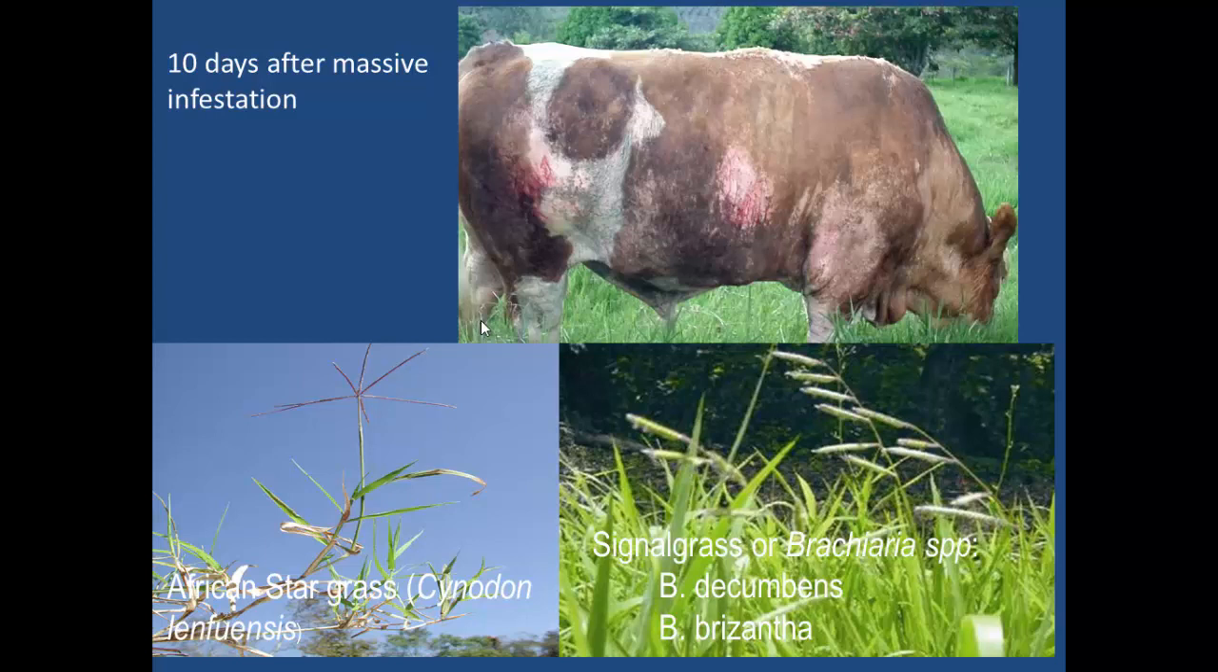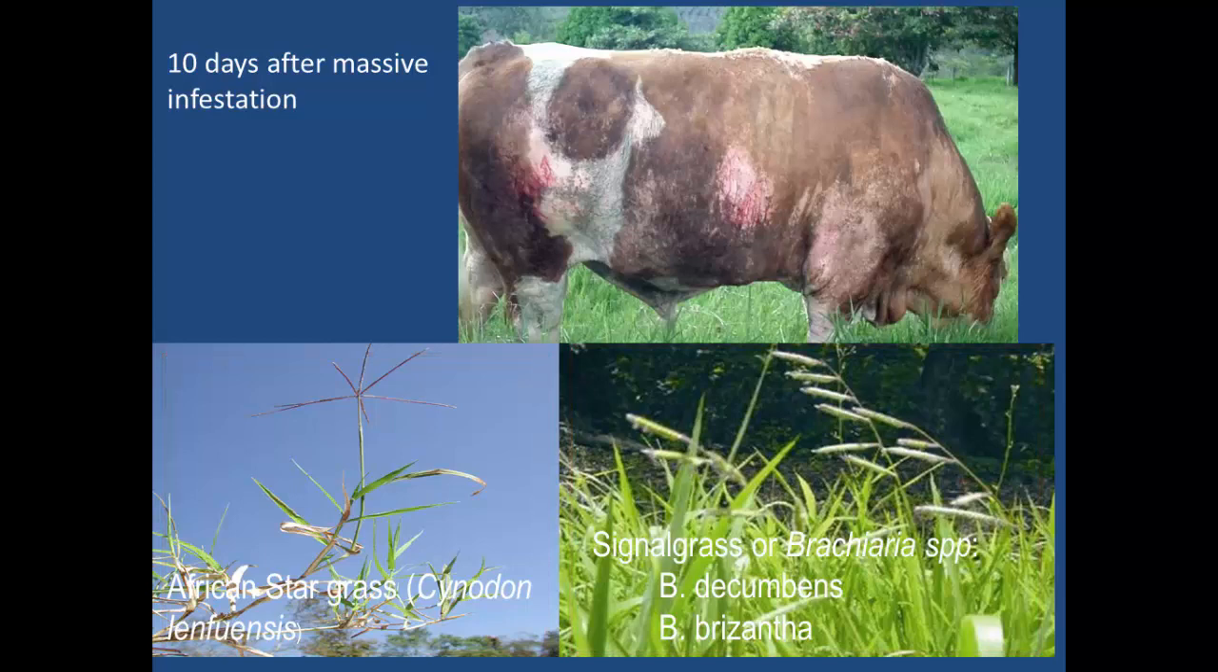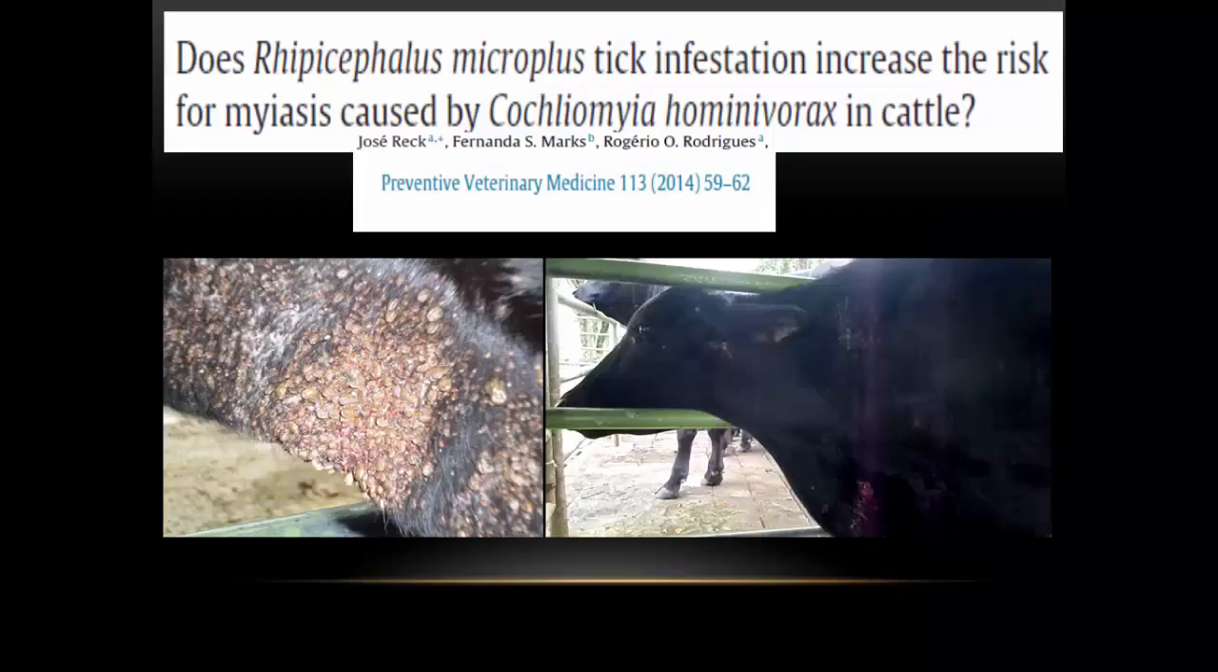When we talk about the biology of the ticks, it's important to mention that they need suitable plants that will favor the attachment to the host. And in this case, the plants that were used as forage were the African star grass and some species of signal grass. And both of them make it really easy for the tick larvae to climb to the top and just wait for the animal to attach as it walks by.